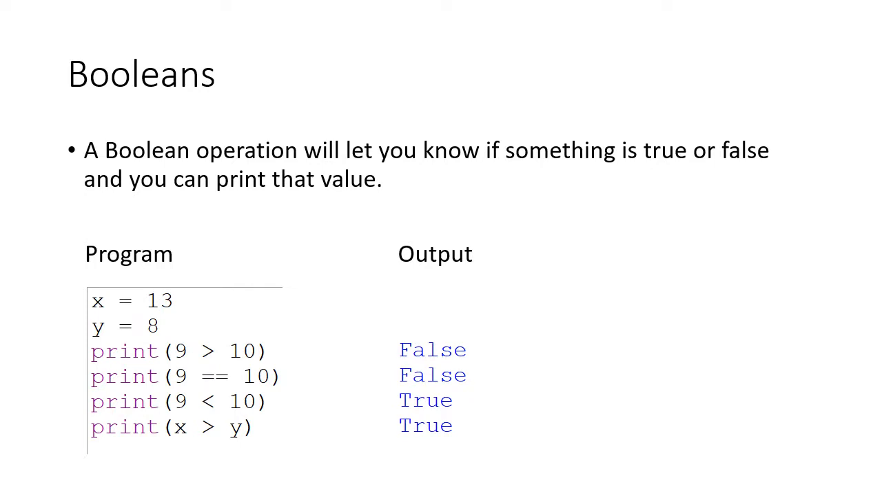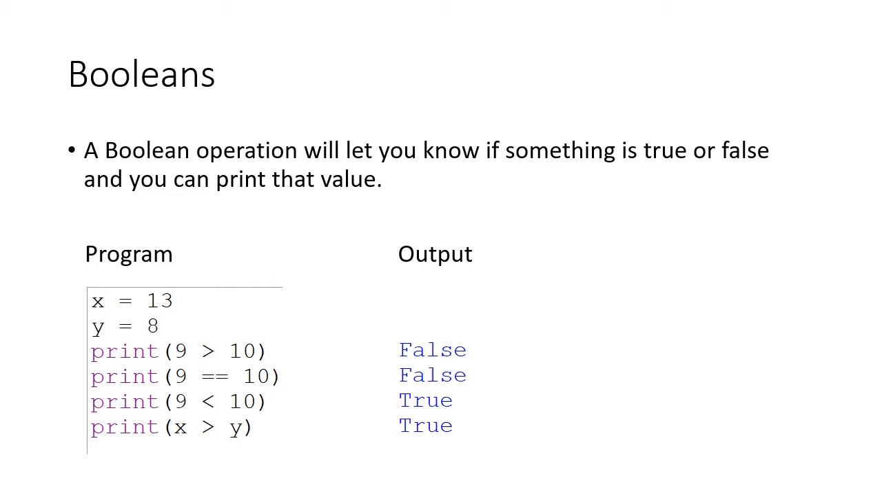If we print 9 equals 10, and again, to compare two things, you need to use two equal signs, which we'll talk about in a second, that would be false. Print 9 is less than 10, that would be true. And if x is 13 and y is 8, and we print that x is greater than y, that would return true as well. So again, it's just going to print true or false, whether the statement in the parentheses is true or false.